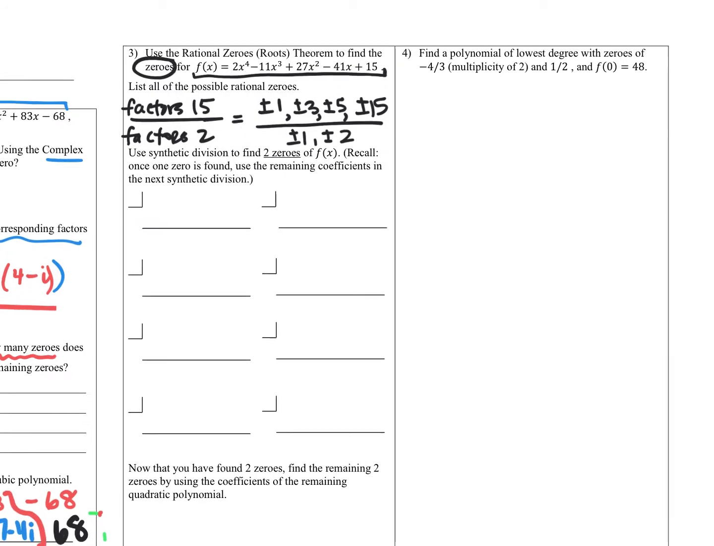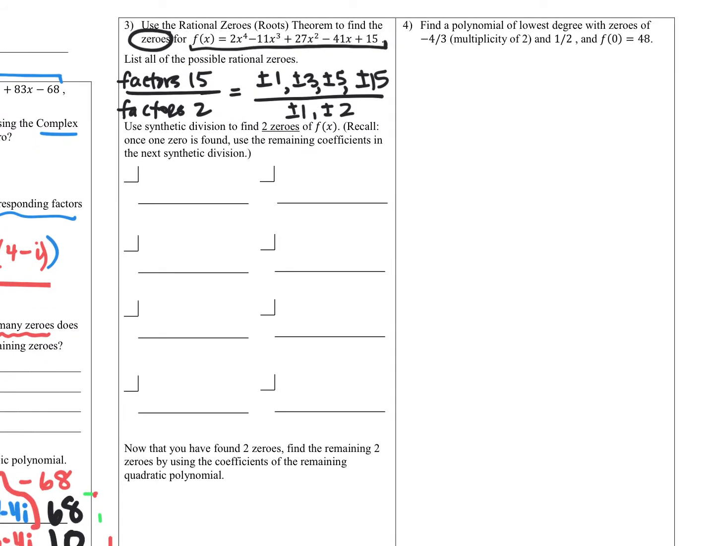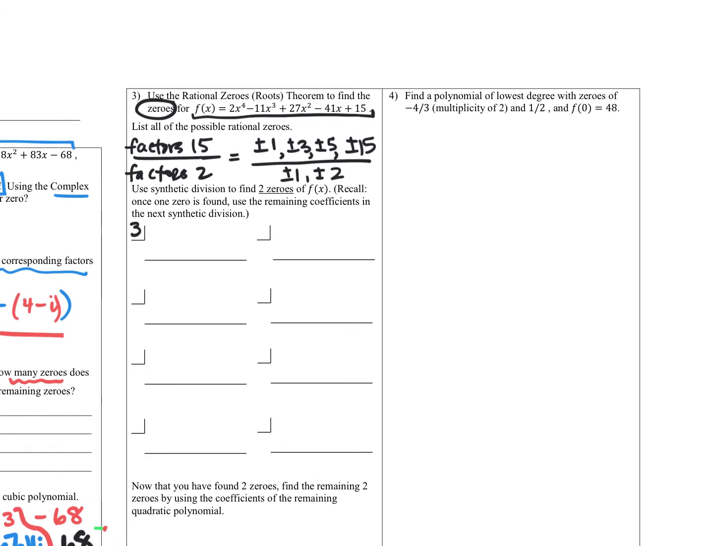So again, we're going to start, and I'm going to make a guess just because I've seen this problem before. And here's my guess. I'm going to use 3. And so let's see if that works. 2, negative 11, 27, negative 41, and 15. So we bring down our 2. That makes 6. We get a negative 5. That's negative 15. We'll combine those. That's 12. We'll get a 36. That's left with negative 5. And then negative 15. Woohoo!